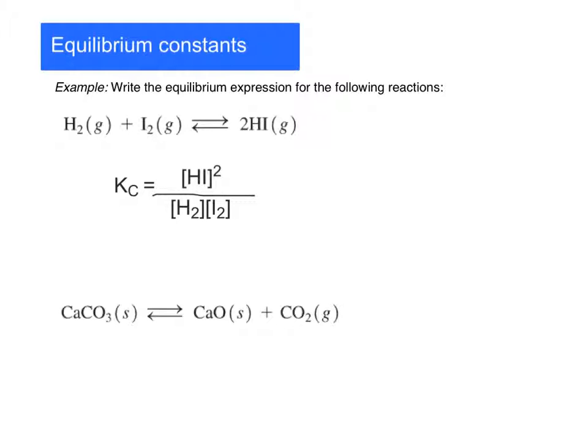The second example I have here is calcium carbonate going to calcium oxide plus carbon dioxide. In this case, we have a heterogeneous equilibrium, because we have both solids and a gas here. The Kc for this one would be equal to the concentration of CO2, which is one of our products, and then we won't put the concentration of calcium oxide or calcium carbonate into the expression because they're both solids. So we always exclude solids from our equilibrium expression.